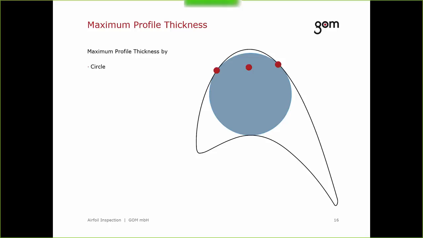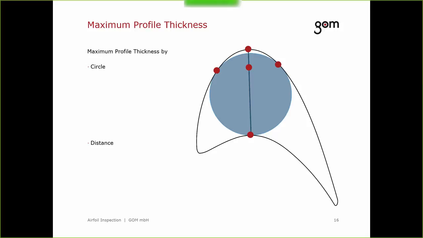First, a midpoint is created between the two contact points of the maximum inscribed circle on the suction side. Then a line is constructed between this midpoint and the remaining single contact point on the pressure side of the airfoil profile. This line is extended until it intersects the airfoil profile on the suction side. The maximum profile thickness distance is the distance between the intersection point of the suction side and the single maximum inscribed circle contact point on the pressure side of the airfoil profile.